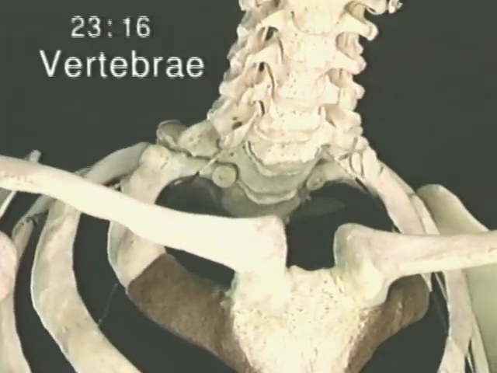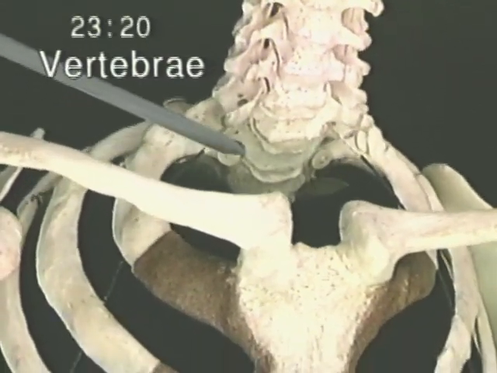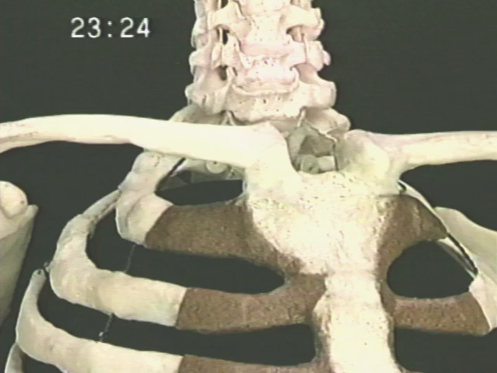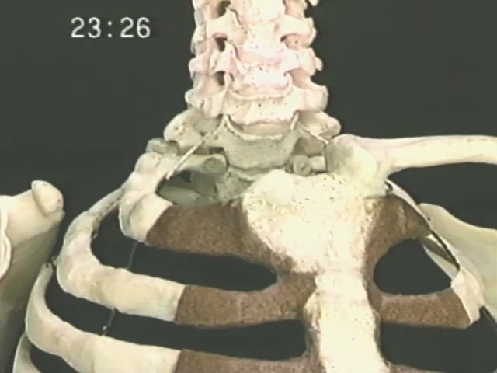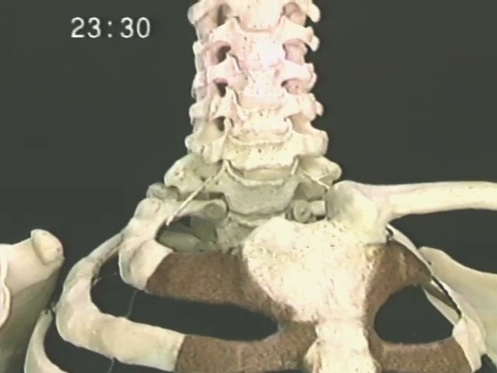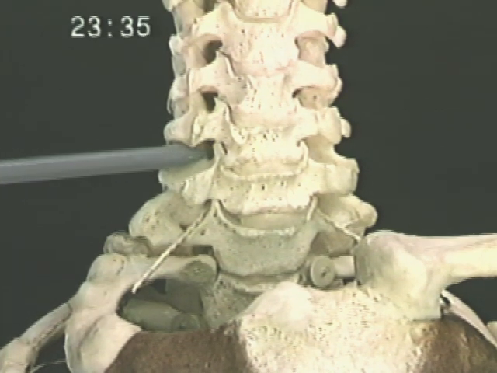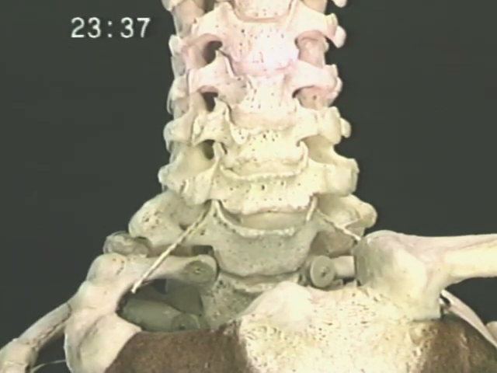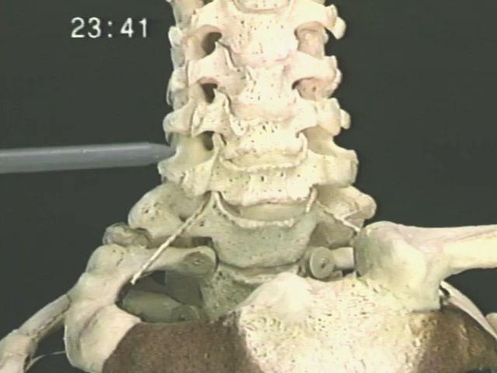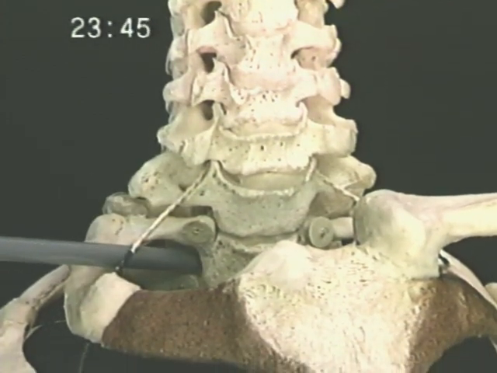Here are the vertebrae, the first thoracic with the first rib, and the 7th, 6th, and 5th cervical. Let's take the clavicle away so that we can see the vertebrae better. The main spinal nerves to the upper extremity emerge here, between the transverse processes. The spinal nerves that we're concerned with are numbered C5, C6, C7, C8, and T1.